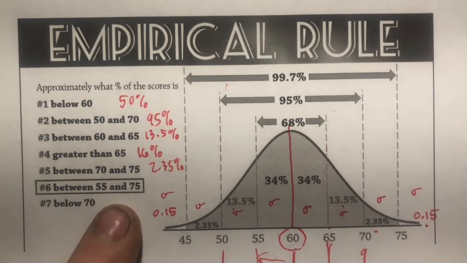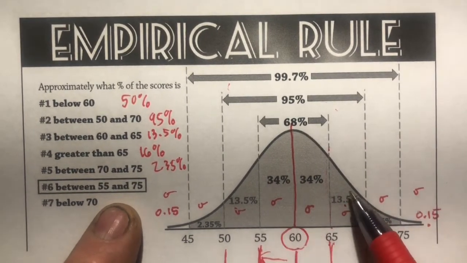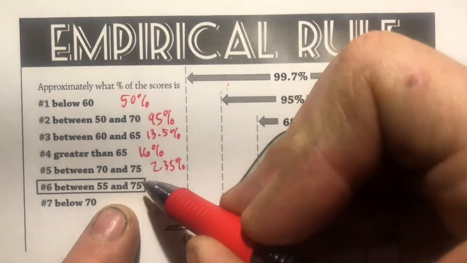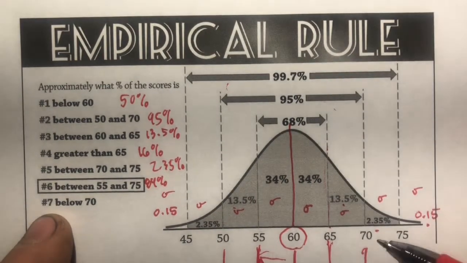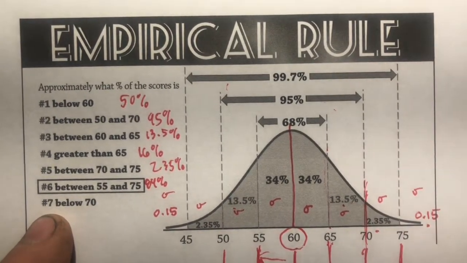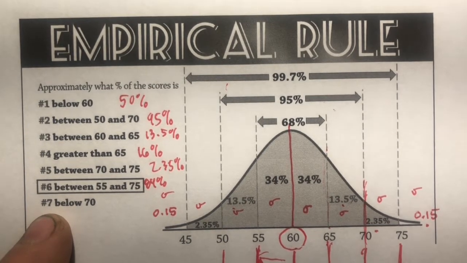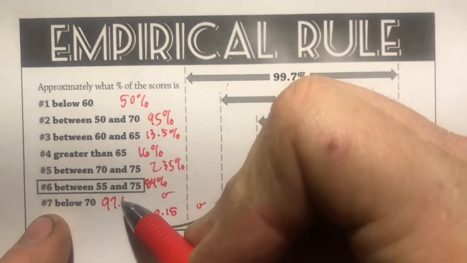What's between 55 and 75? 55 is here and 75 is there, so we would add all these up right here, which is going to be 84%. And then what percent's below 70? Here's 70 right here. Below that would be 97.5, or let's see, 2.5, 97.5.